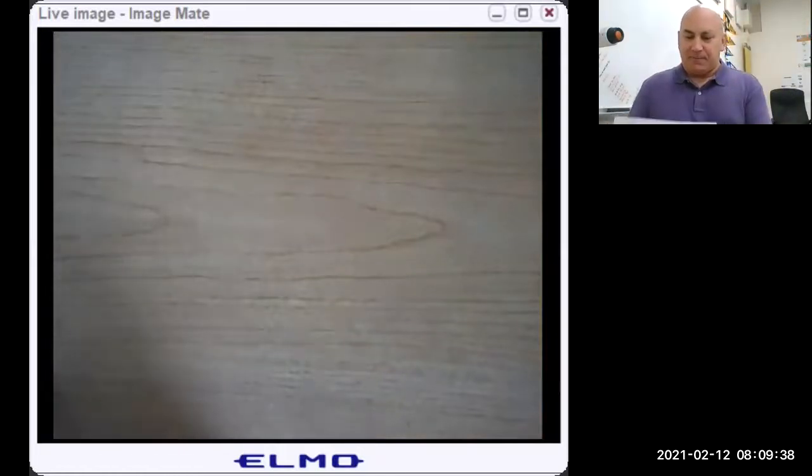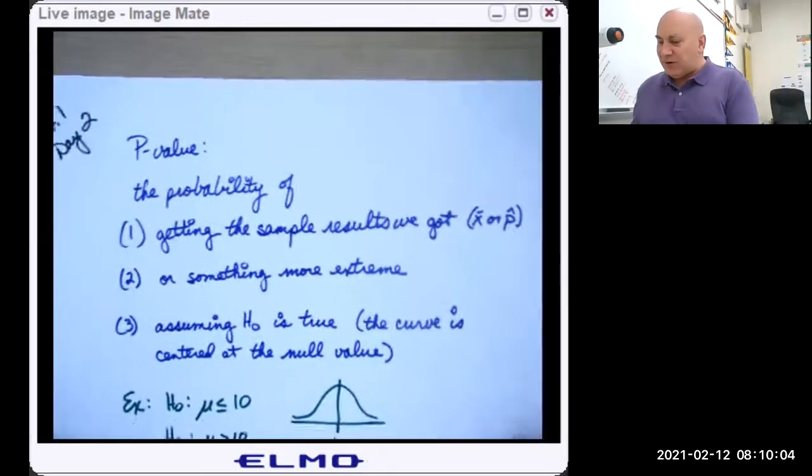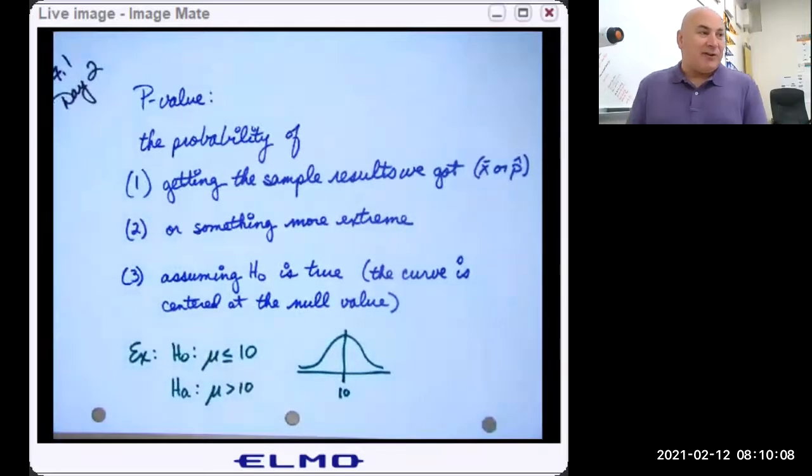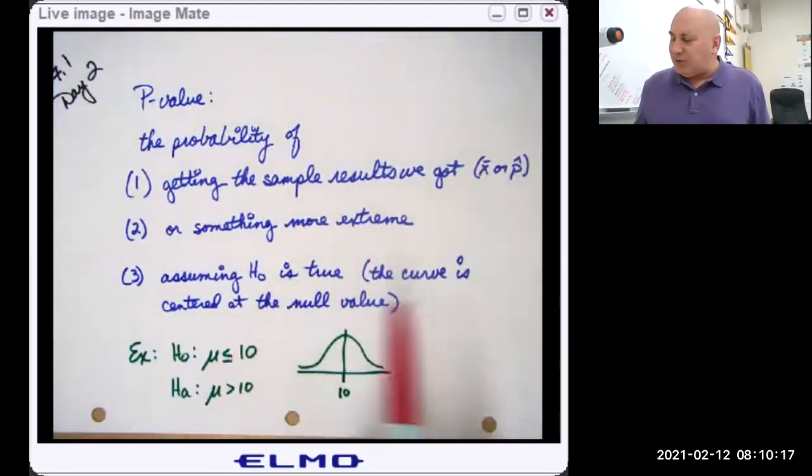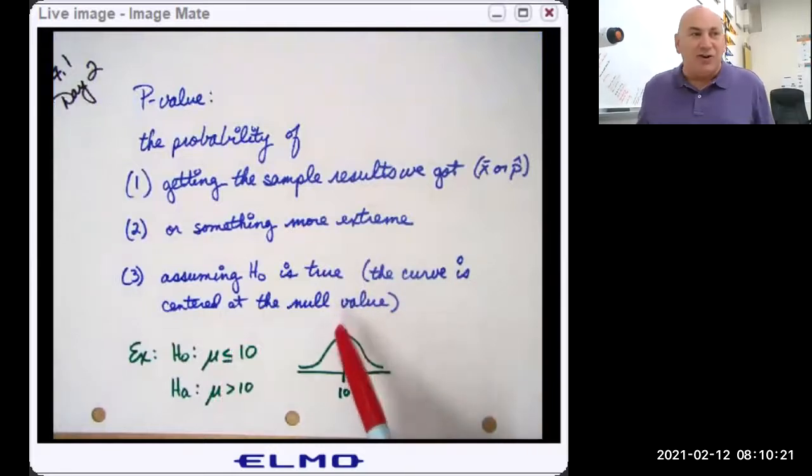That is a lot of information to get through in one sitting. I totally get that. The key things are knowing how to write a null hypothesis and how to write an alternative hypothesis. The null always has the equal sign, and it's what you're trying to disprove. The alternative has a greater than, less than, or not equal, and it's what you're trying to gather evidence in favor of. Then you have to know a p-value. The p-value is the probability of getting the results you got, your sample results, or something more extreme, assuming the null is true. And that means that the curve is centered at the value in the null hypothesis.